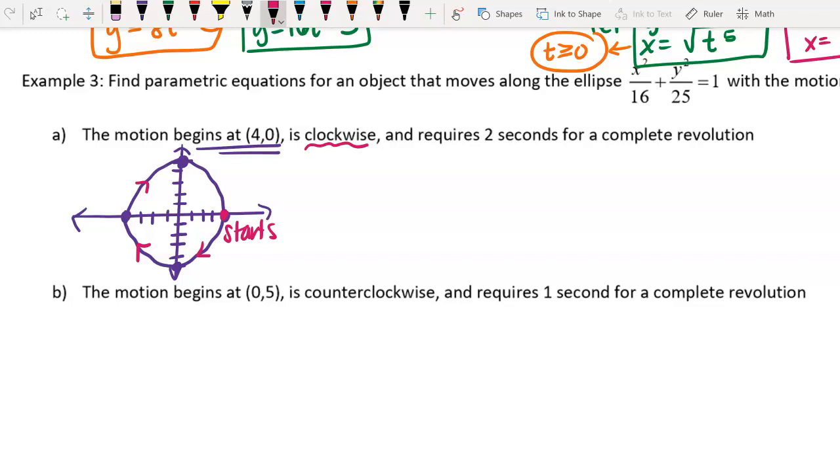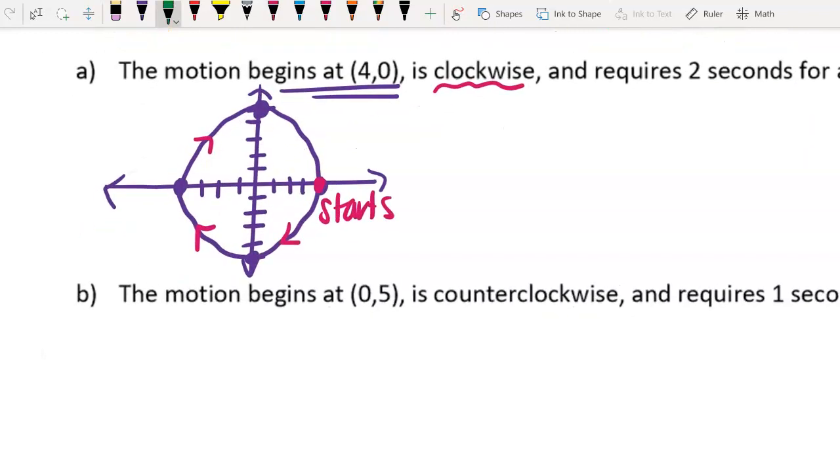So if it takes 2 full seconds, how long will it take for it to be on this side? 1 second. Yep. How long will it take to go here on the bottom? Half of a second? Yes or no? How long will it take to be here at the top? 1.5 or 3 over 2 seconds. And then 2 seconds later, it's back to where it started.